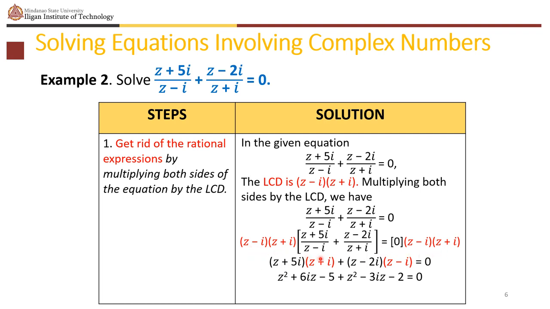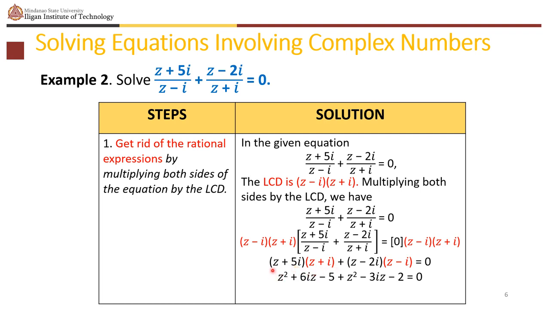Z minus i cancels out with z minus i here. So we are left with z plus i times z plus 5i here. Plus, again, we have z minus i times z plus i, but z plus i here cancels out with z plus i here. So we have z minus i times z minus 2i, which is equal to, on the other side, 0. Therefore, if we simplify this further, we have z times z, which gives us z squared.